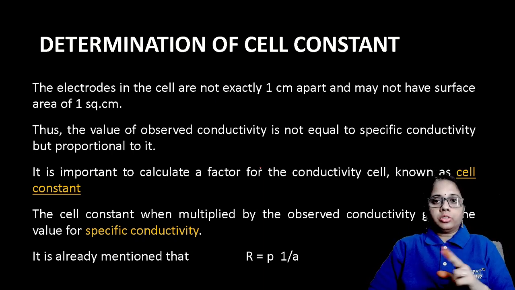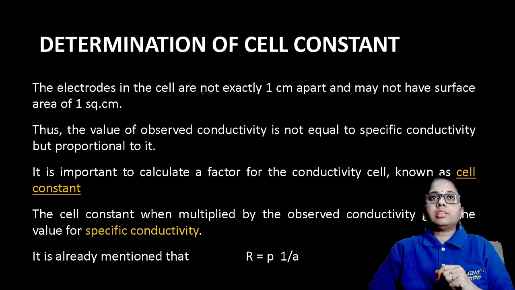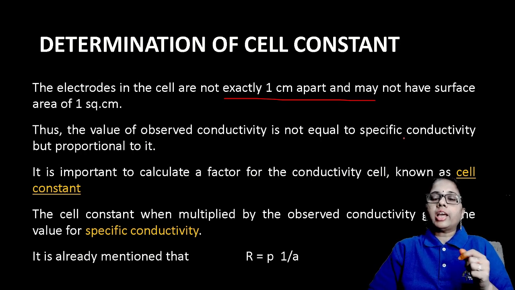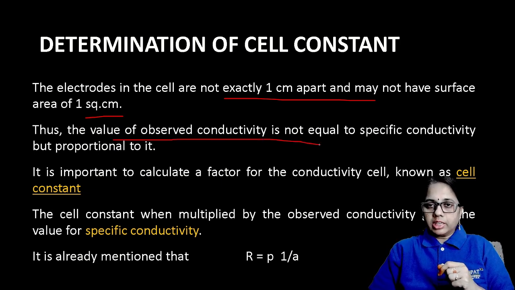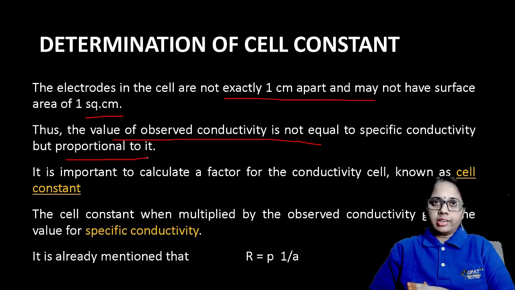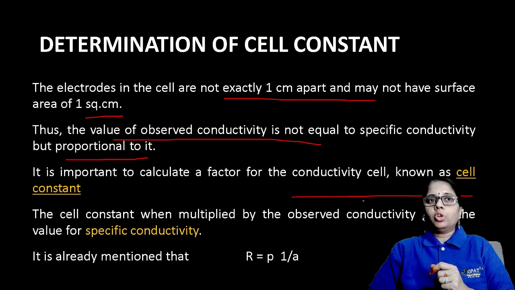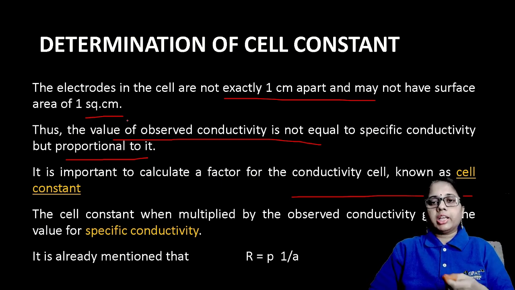Now the important aspect in conductometric titration is the cell constant, because 2 electrodes are present there. The electrodes in the cell, actually speaking, are not exactly 1 centimeter apart and may not have a surface area of 1 square centimeter. So the value of the observed conductivity is not equal to the specific conductivity, but is proportional to it. So it is important to calculate a factor for the conductivity cell, known as the cell constant, because 1 centimeter length and 1 square centimeter area cannot always be measured. The cell constant multiplied by the observed conductivity gives the value for specific conductivity.